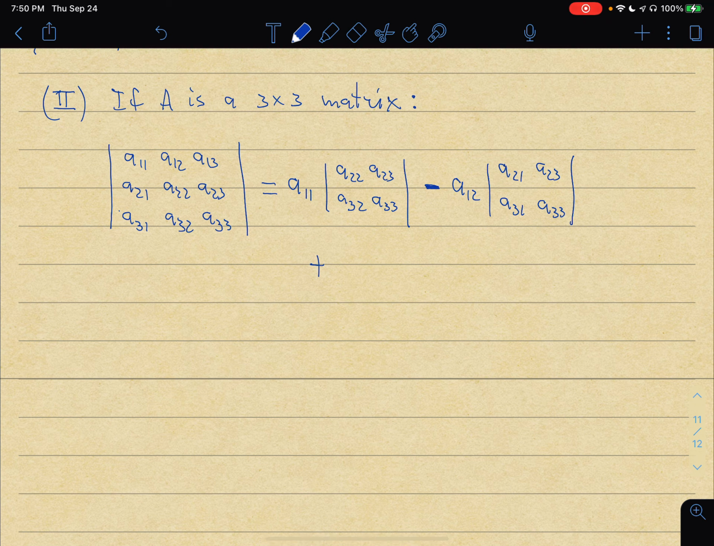So plus A13 times the determinant A21, A22, A31, A32. And that's it. So when you compute this, you get a number, and that number is a determinant. There are many ways in which you can compute this 3 by 3 determinant, but I'm just going to list one because we don't need to know much about determinants in this course.